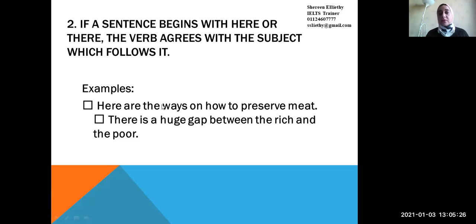So here are the ways, right? Because the ways is plural, that's the subject. Here is not the subject, by the way. Watch out, because sometimes you get confused about this. The subject here is the ways, and therefore we need the verb to be plural. The same goes with the second example: there is a huge gap between the rich and the poor. The subject here is huge gap. Because gap is singular, the verb also is singular. I hope this part is clear. Let's move to the next rule.